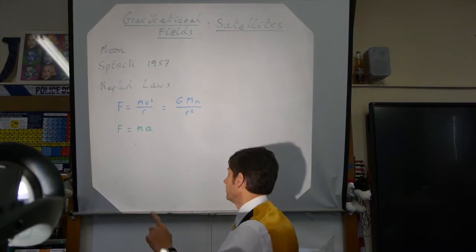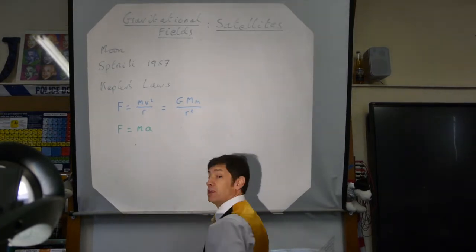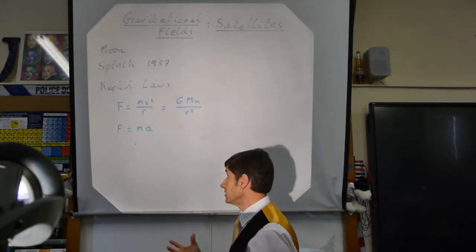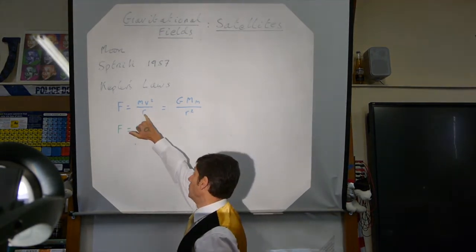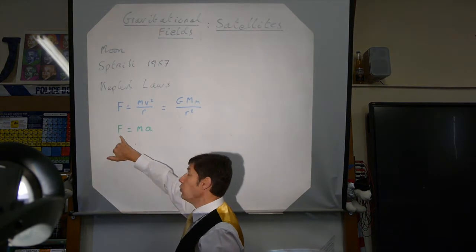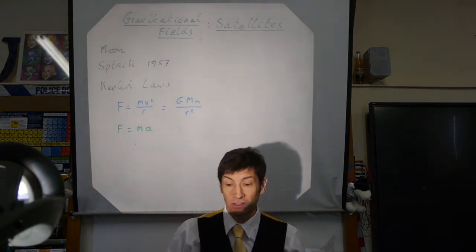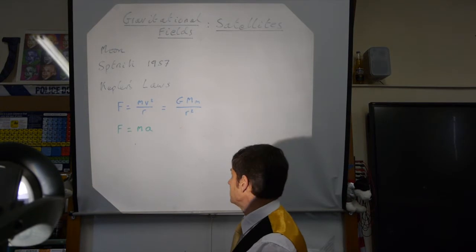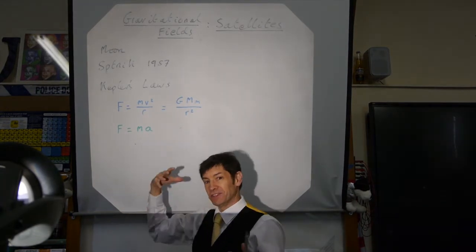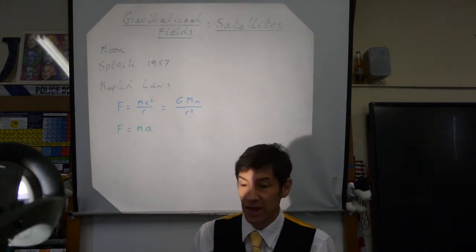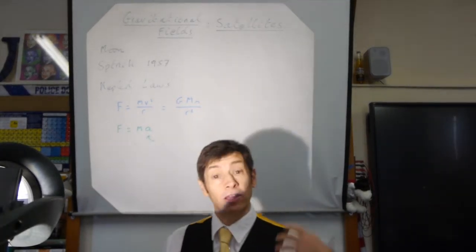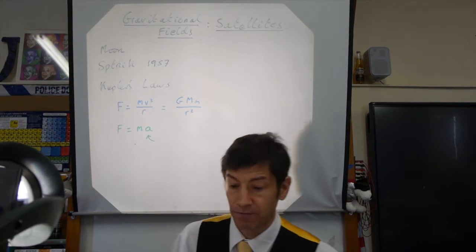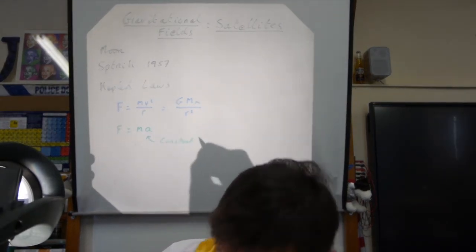Now that's interesting, because if the mass of the satellite is constant, which indeed it is, and we put it in a circular orbit, r will remain constant, then the force on the satellite will remain constant. Which means that the acceleration of the satellite will remain constant. So all of these numbers stay the same for a satellite in a circular orbit. So this is going to remain constant.